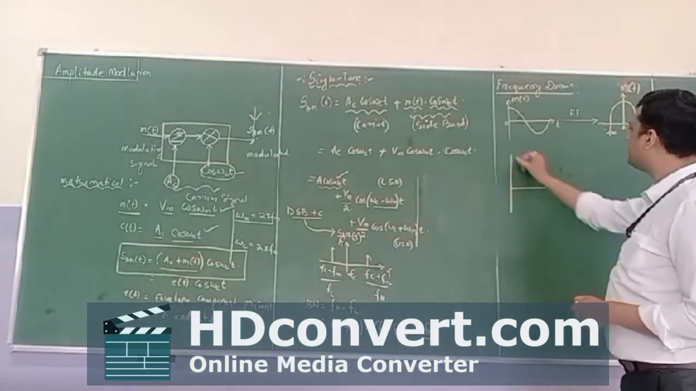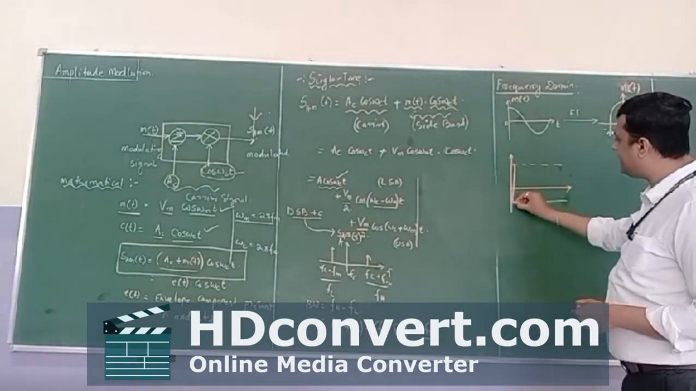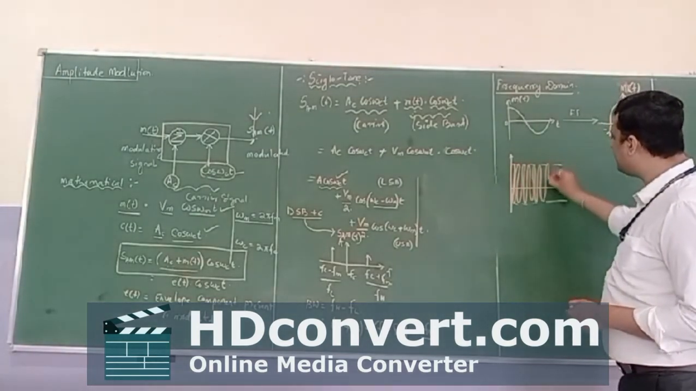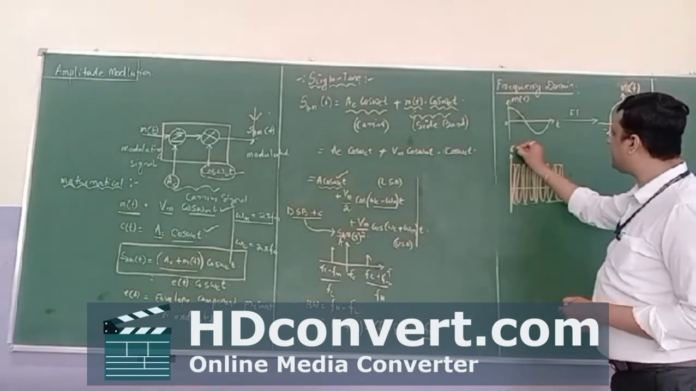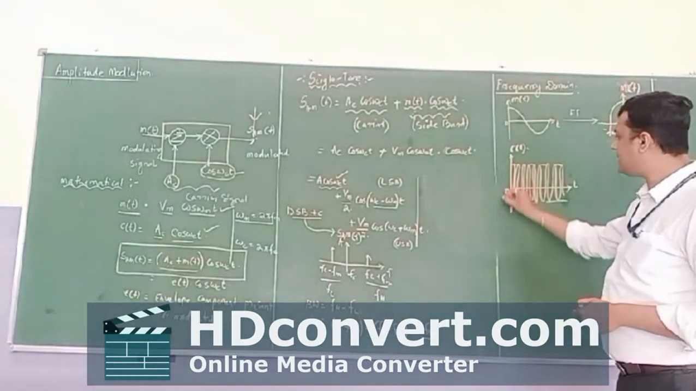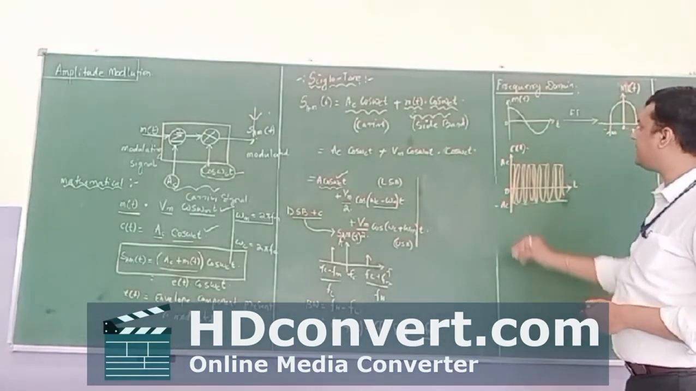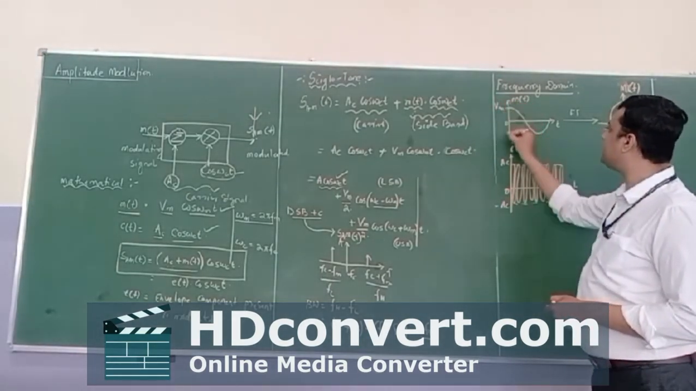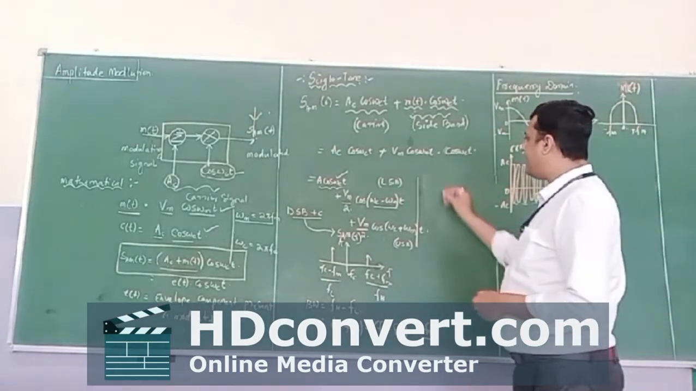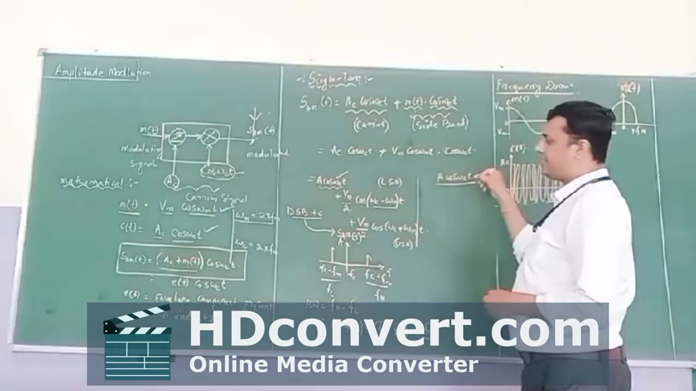Similarly, let us consider the carrier, which has a higher frequency compared to the modulating signal. This is my c of t against t. This is 0, and this is the amplitude Ac, with peak to peak from plus Ac to minus Ac. We know that Ac cos omega c t is the carrier component.